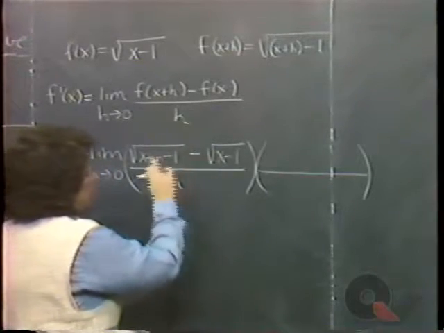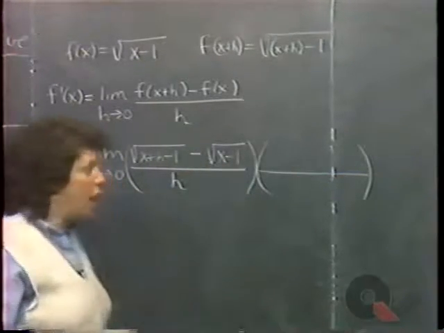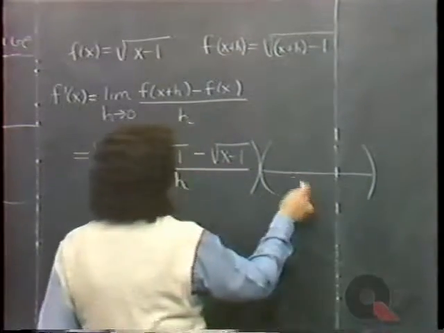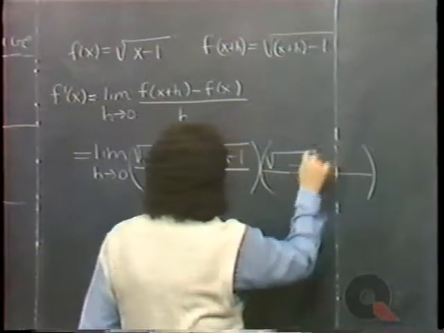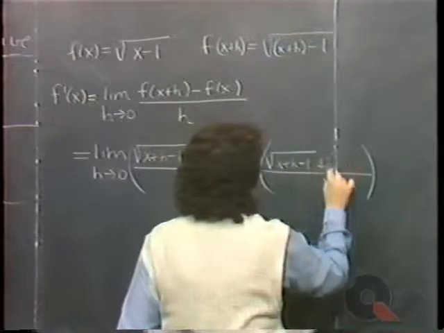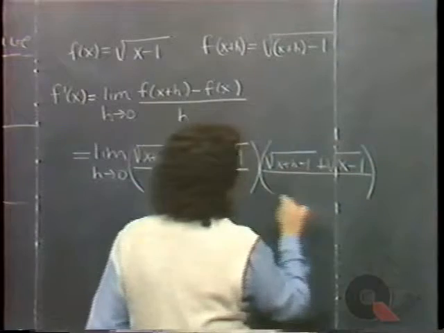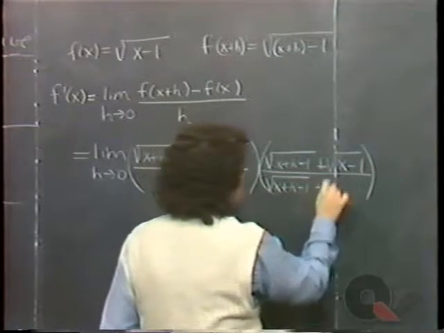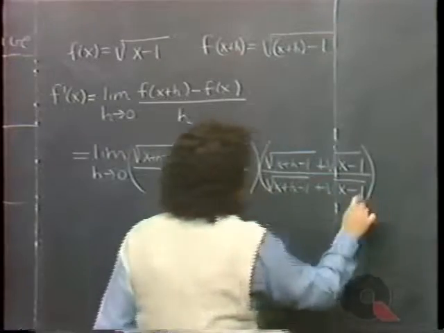If you think of this as a minus b, I want to multiply the top and the bottom by a plus b. So I'm going to write the square root of x plus h minus 1 plus the square root of x minus 1 over, of course, the same thing, because whatever you do to the numerator, you must do to the denominator as well.